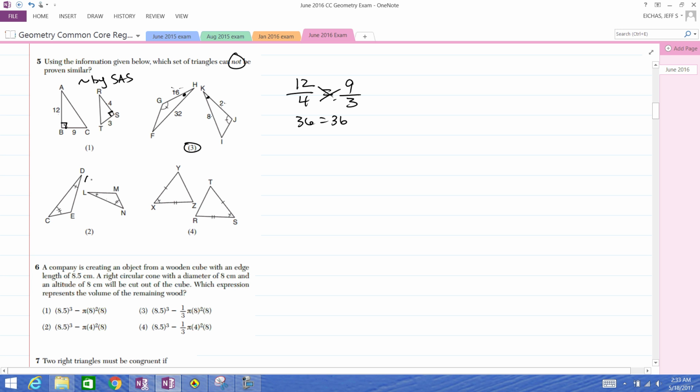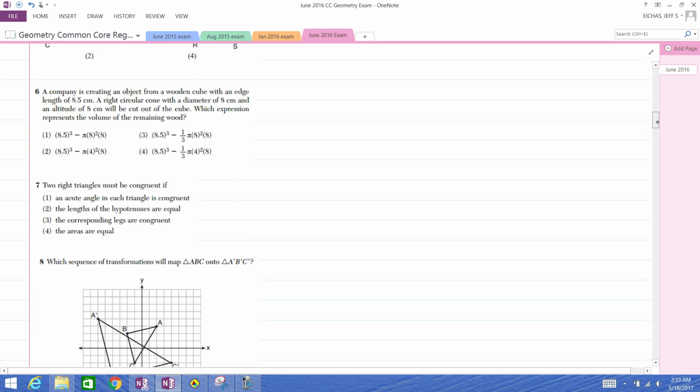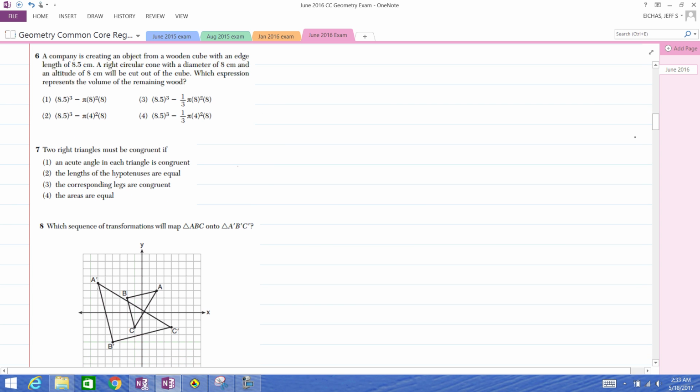This one, these are going to be similar by the angle-angle similarity postulate. And these are actually congruent by side angle side. So those are still similar. Congruent figures are still similar. So pretty good. All right, number 6. So we've got a cube and a cone that we're going to cut out of it. All right.